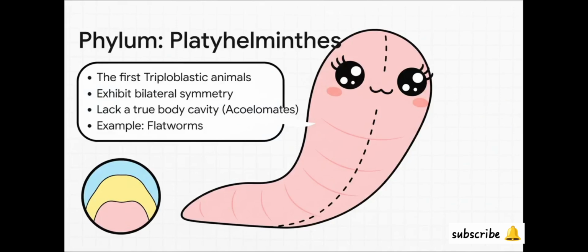They also mark the big debut of bilateral symmetry, which goes hand in hand with active directed movement. But there's a catch. Even though they have 3 layers, the space between their organs is just packed with tissue. They don't have a body cavity, which makes them acoelomates. And that's important for our next chapter.